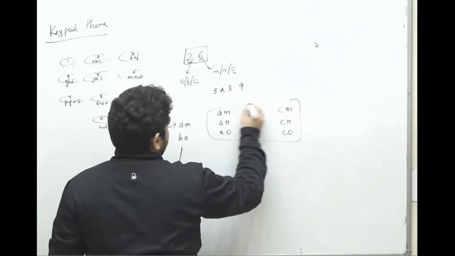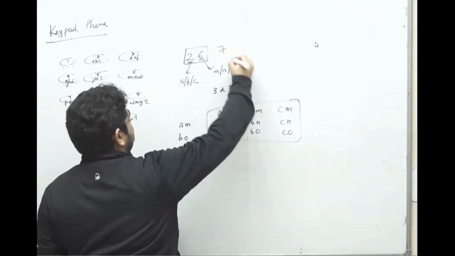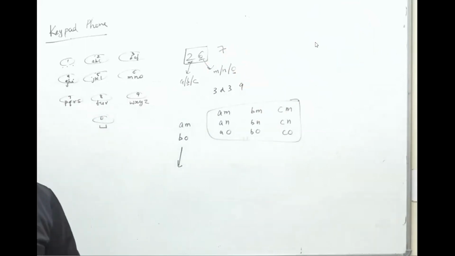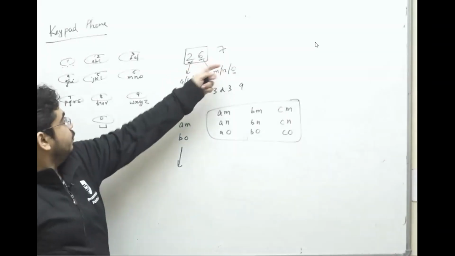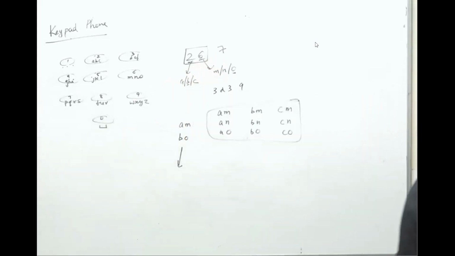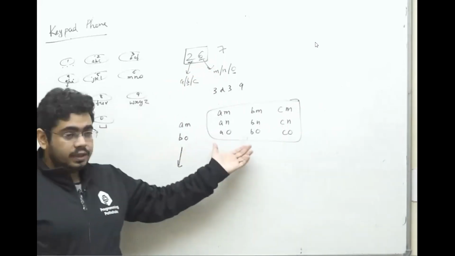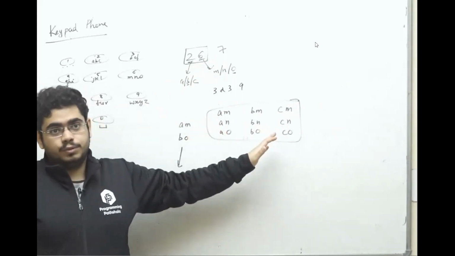So 9 options, right? If I write another 7 here, can you calculate the number of options quickly? 36. 36 is the right answer because 3 into 3 into 4. There are 4 letters here, right? So yes, 36 is the answer. Cool. So basically this is your question. Given a digit string and this keypad, you want to print all the possible options.